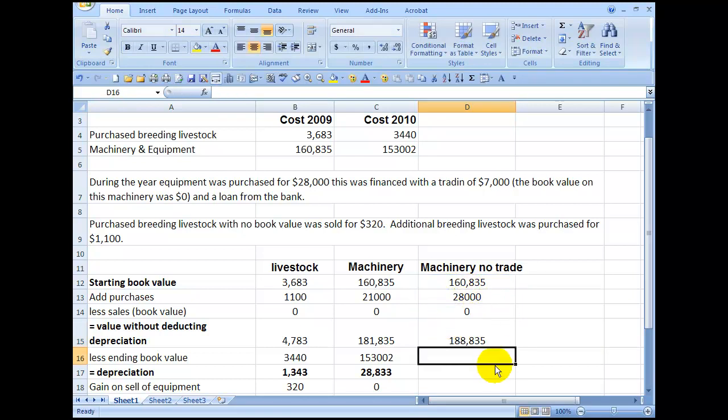So if nothing else happened, it should be $188,000. But on the ending balance sheet, it was only worth $153,000. So our depreciation must have been $35,000.